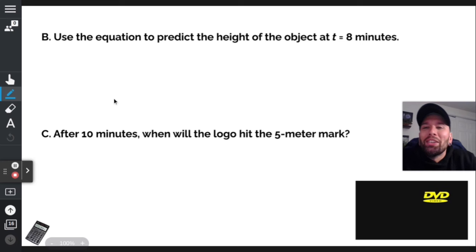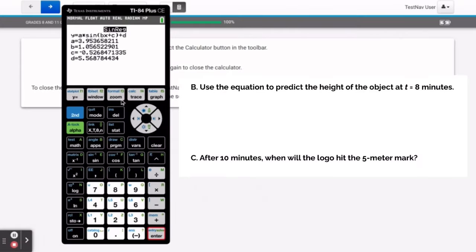Almost done. Use that equation to predict the height of the object at t equals 8 minutes. All right, so I have my equation. I know I stored my equation. All I have to do is find out what happens when t equals 8. So now that I have this equation stored in y equals, why don't we go to zoom trig so we can have a good idea of what it looks like.